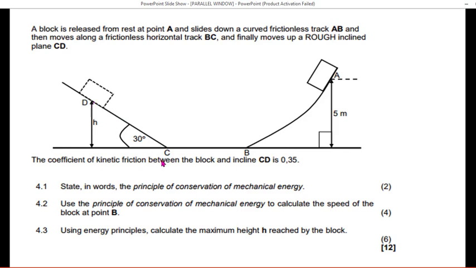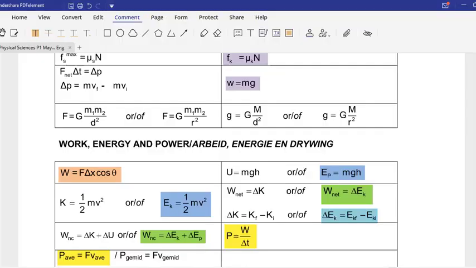And then that is the work energy theorem. The work energy theorem we can check from the formula sheet. Work net is equal to change in kinetic energy. That is, work done by all the forces is equal to change in kinetic energy. Or we can say that work done by the non-conservative forces, the total work done by non-conservative forces, is equal to change in kinetic energy plus change in potential energy.